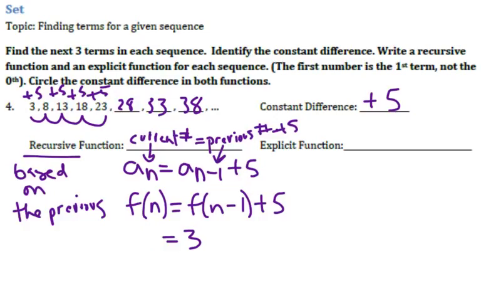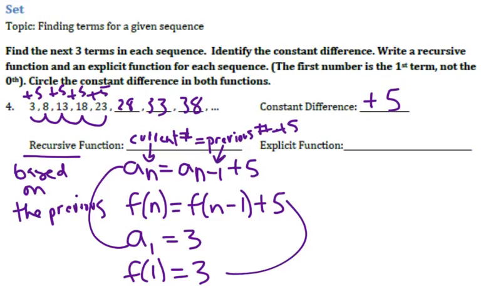Actually not. A sub 1, sorry, equals 3. And the other one would be f of 1 equals 3. That tells us, so those two go together, those two go together. And that bottom part right here is just telling us this is where our first number is, so we know where to start. And from there, we can then keep finding the previous numbers.